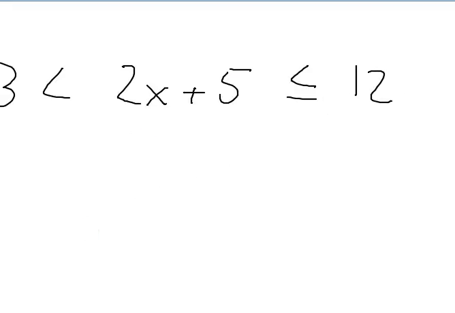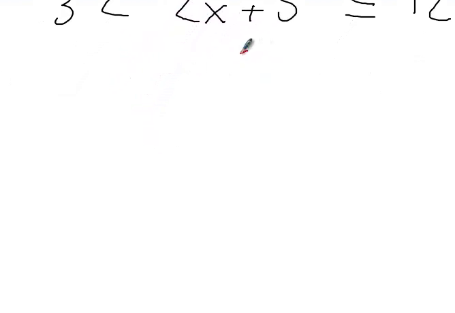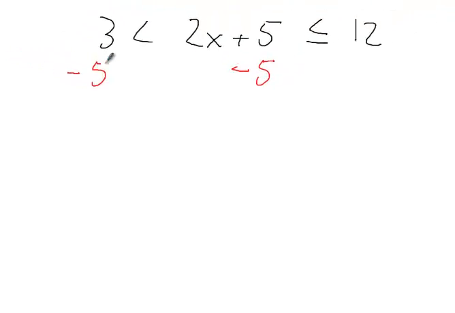But here's one that's a little more in depth, because we have 3 is less than 2x plus 5 is less than or equal to 12. All right, we're going to solve this one the same way we would as if we only had one inequality, because we want to get x all alone. So if we have 2x plus 5, in order to get it alone, we must subtract 5 first. But technically, since there's an inequality over here and an inequality over there, you must subtract 5 from both portions.